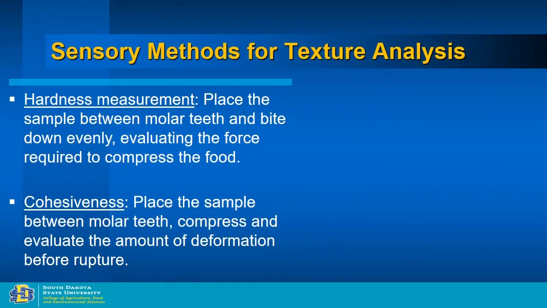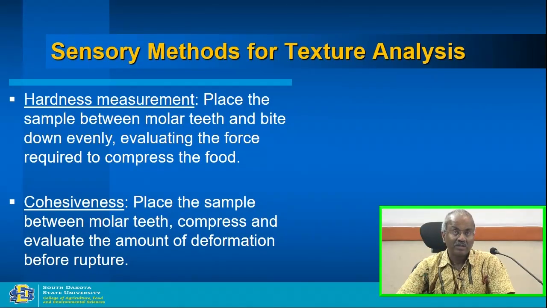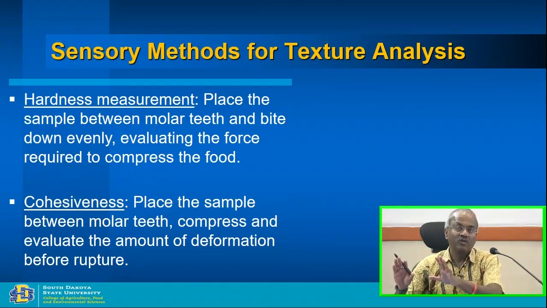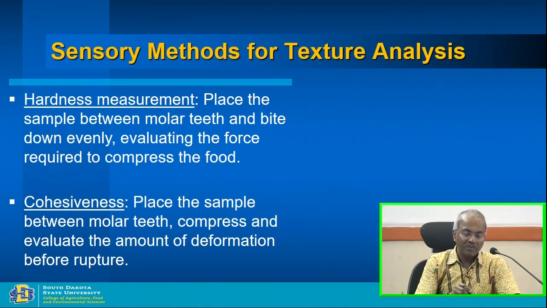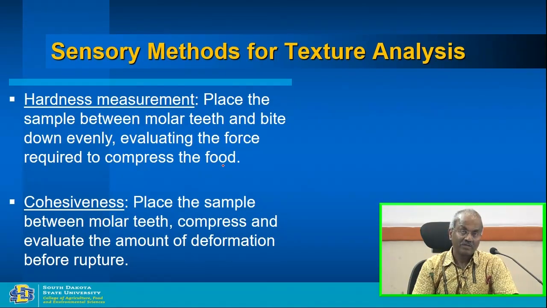Okay. Let's come back to the texture now. How do we do the texture analysis in sensory wise? We like to mimic what we do in the instrument. That's the bottom line, right? So we need to tell the sensory panel, do it this way and tell us what you think it is. I think that's what we are talking about, the training of the panelist. Place the sample between molar teeth and bite down evenly, evaluating the force required to compress the food. What kind of resistance you are offered, that's what you are going to tell us.